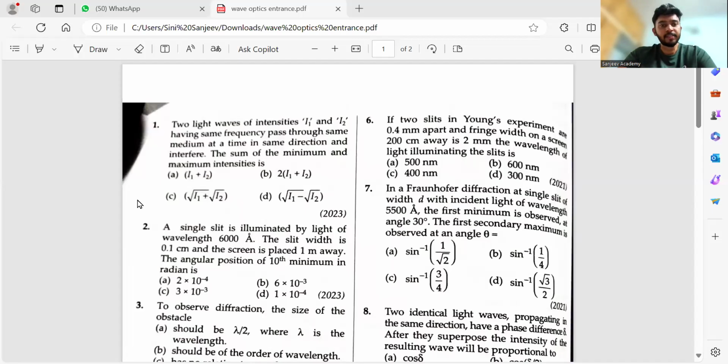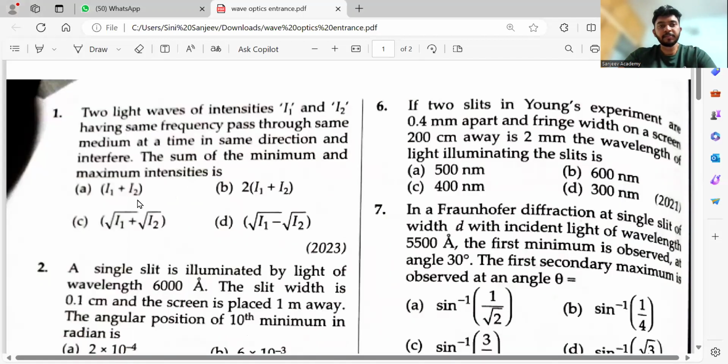So dear students, today I'll be discussing wave optics entrance. It'll be a little bit tricky, this particular session. I'll try to explain everything in as easy a way as possible for you guys.